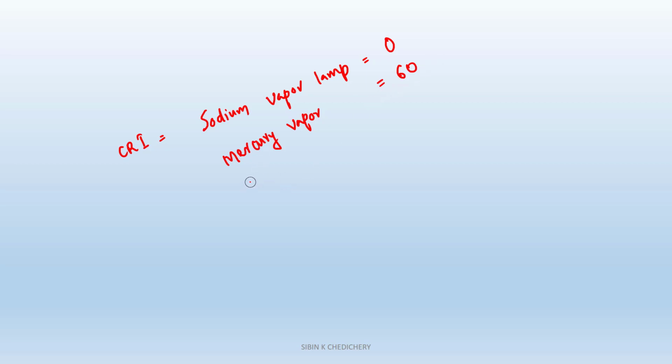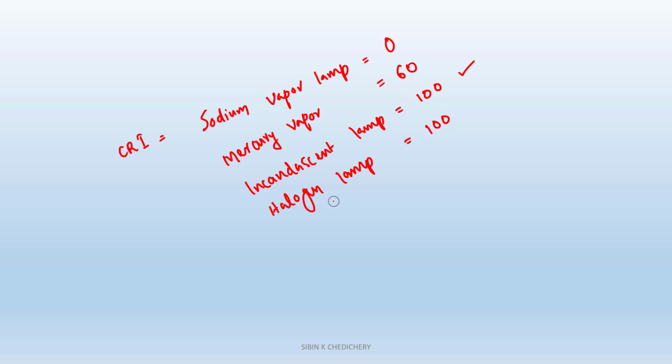Then incandescent lamp. Its value is 100 because an incandescent lamp can illuminate the real color of an object. Then halogen lamp. We have already discussed halogen lamps. It is a type of incandescent lamp filled with inert halogen gases, right? Its value is also nearly 100.